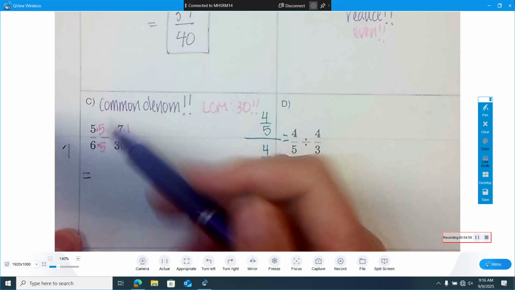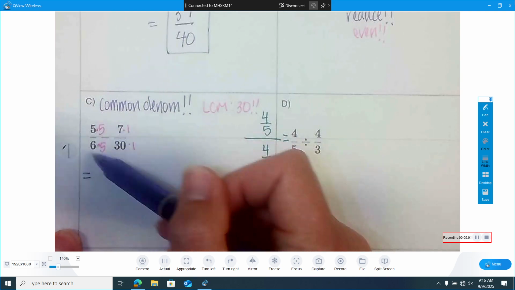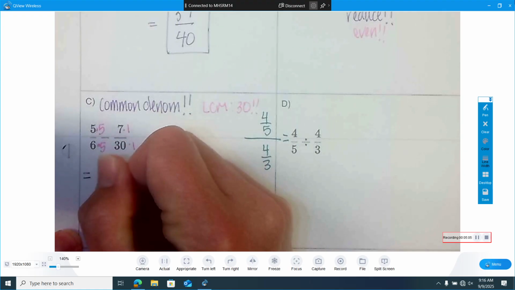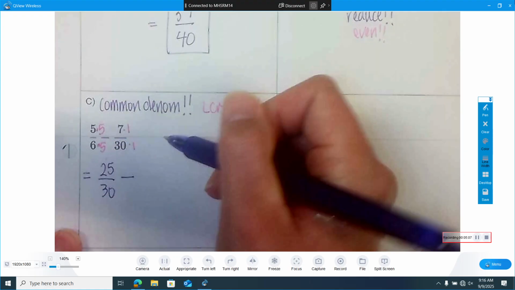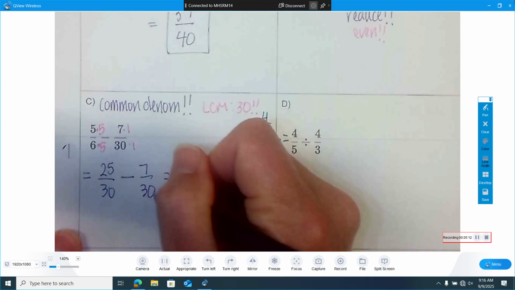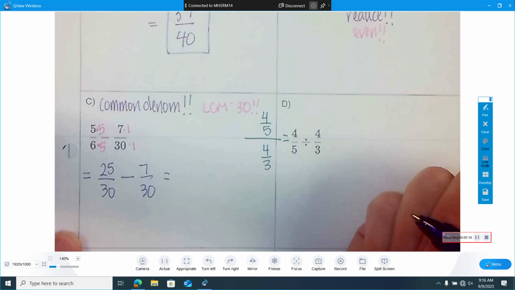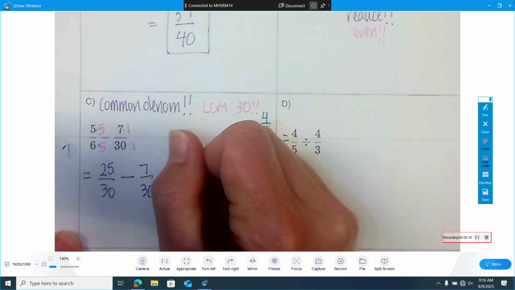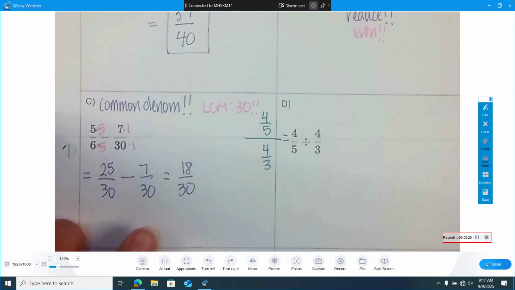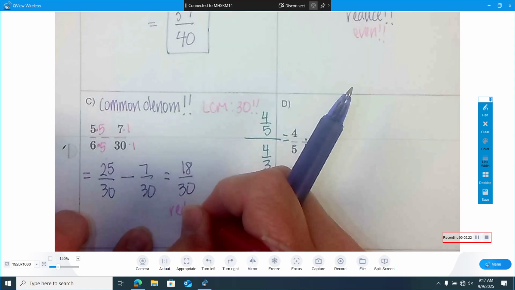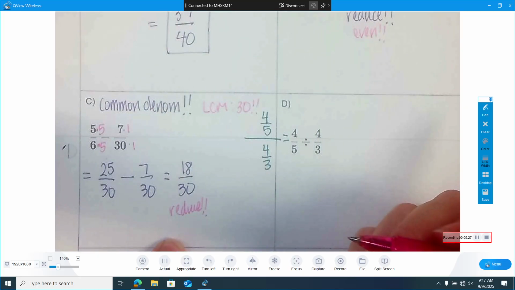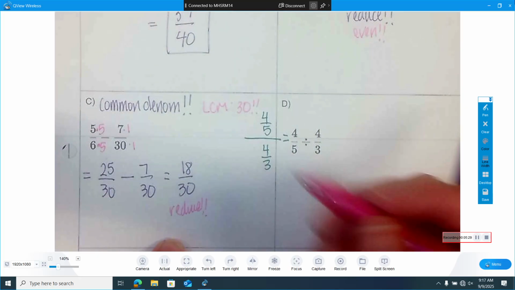All right, I'm going to rewrite that. What does our new fraction, our first fraction become? 25/30. Beautiful. Subtracting 7/30. What is 25/30 minus 7/30? 18/30. Very good. Are we done? Nope. What do we need to do? Reduce. And this one actually, we could definitely divide by 2. But we could also, what else?